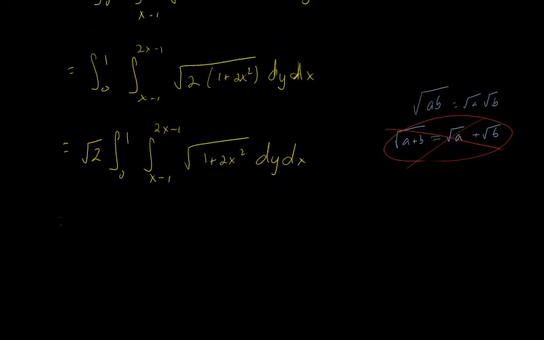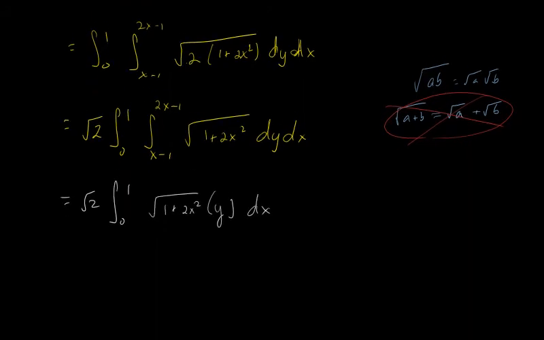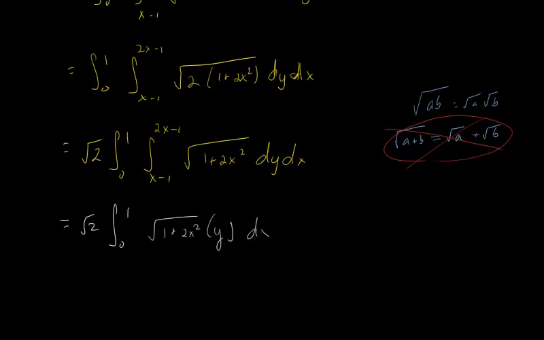Okay, so this is, don't want red, it's hard to see. So this is root 2 times the integral from 0 to 1 of the square root of 1 plus 2x squared times y, we're integrating with respect to y, dx. Ooh, but we have to evaluate that y. Let's do that. So that is being evaluated from x minus 1 to 2x minus 1 dx.